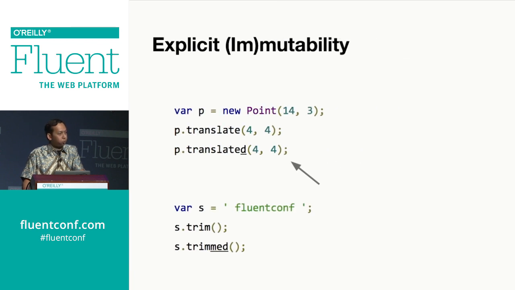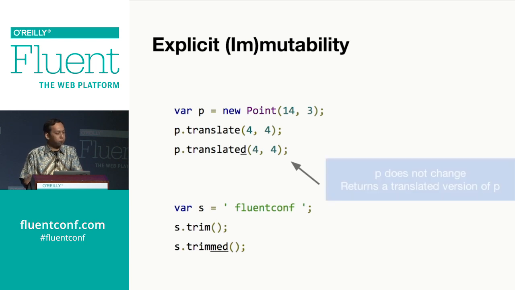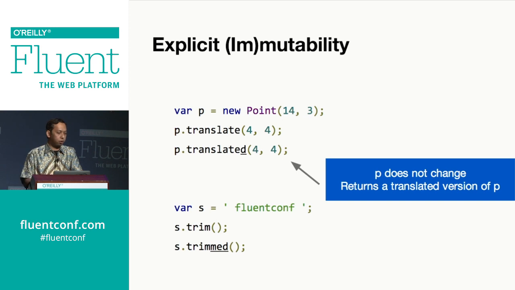In order to work around that problem, we can have a pair of functions. The first one is the verb in present form that does modify your object. And the second one is in the past form that returns a new object. So in the case of translated, I know that p never changes. Translated always returns a new point. That is the translated version. The same thing with the second example, where trim just removes all the spaces in my original string. But if I call trimmed, then I know that my original string is left untouched, and I have a new string. That is the trimmed version.